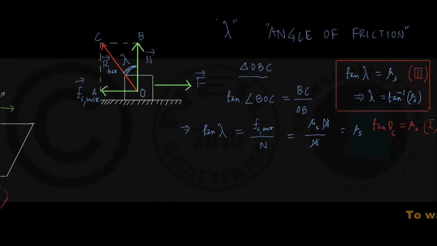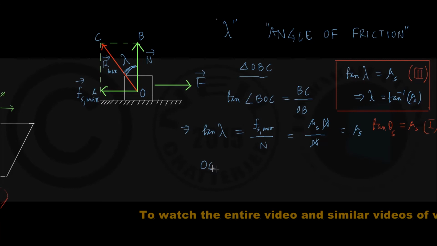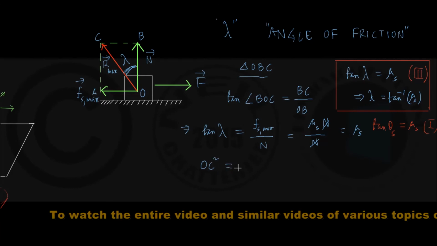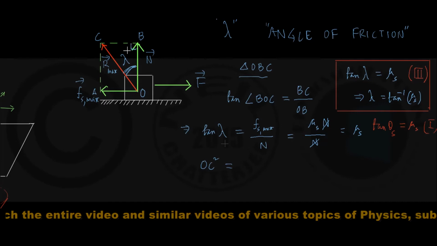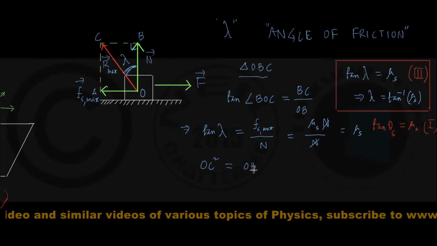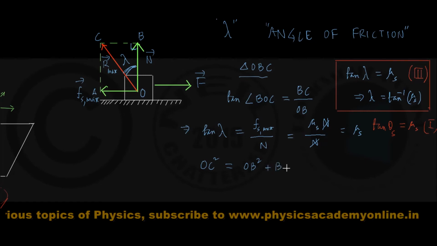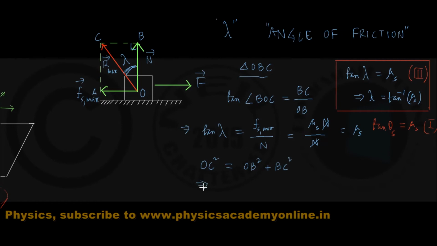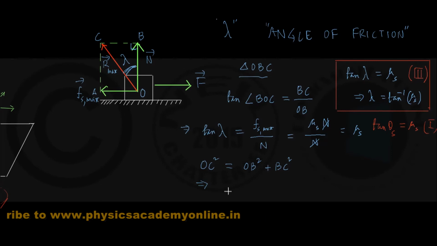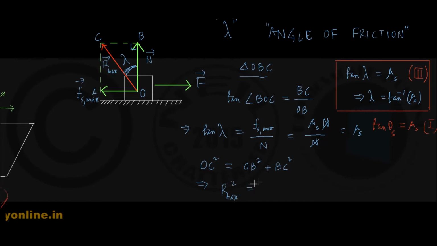So let's go further with this calculation and find out the value of R max. In the same triangle OBC, OC square, that is the hypotenuse in the triangle, because this angle is of course 90 degree. OC square is equal to OB square plus BC square. Now OC is of course the magnitude of R max. So I'm getting R max square is equal to OB, the magnitude of N, normal force, N square plus BC square.